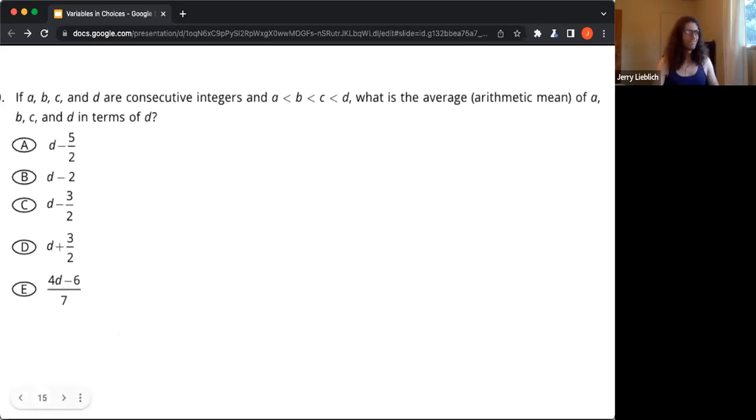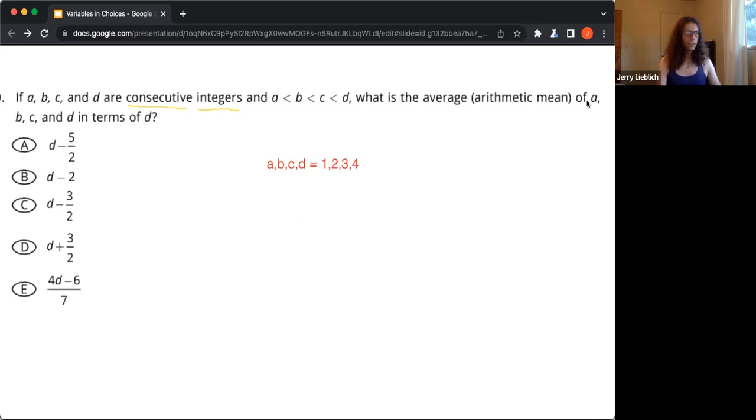All right. So we're told we have 4 consecutive integers. Consecutive just means one after the other. Integers are positive and negative whole numbers, and 0, right? So things that aren't fractions. And we know A is less than B is less than C is less than D. So with all of this, you might think, all right, a nice version of A, B, C, D might be 1, 2, 3, 4. Pretty straightforward.